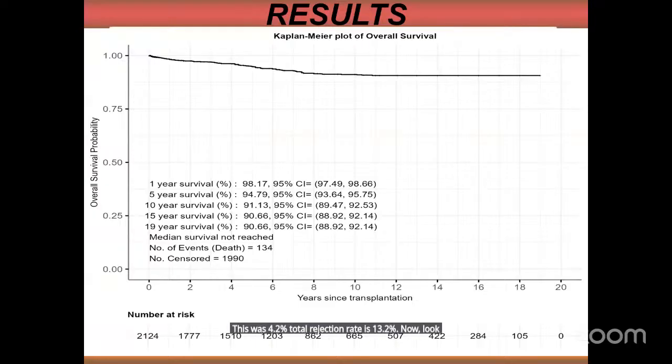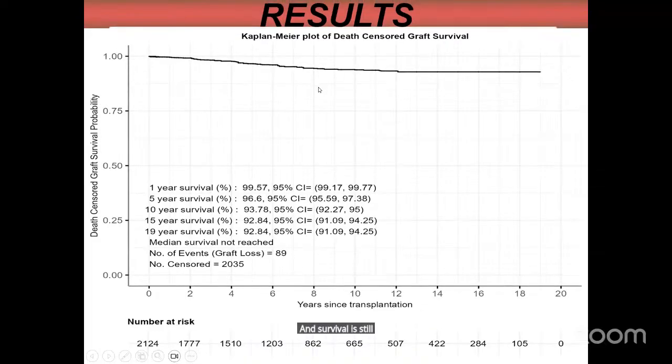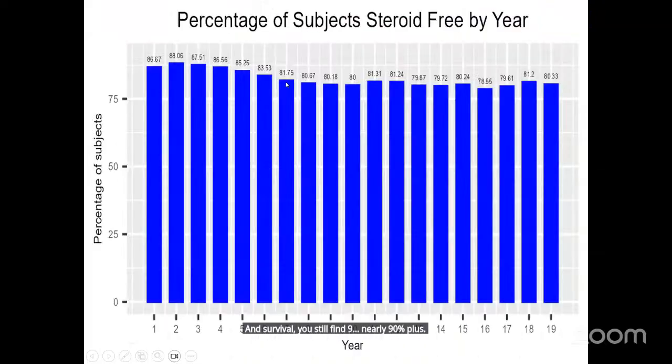Now look at survival figures. Look at here. First year number is 2124 and survival is 97%. By 10 years, if you look at here, survival is 85.8%, and by 19 years, you come here, 665 patients have reached almost 10 years, and survival is still fine, nearly 90% plus.